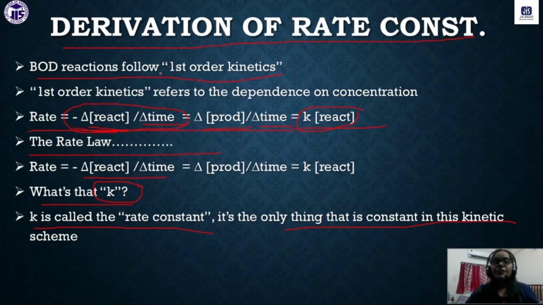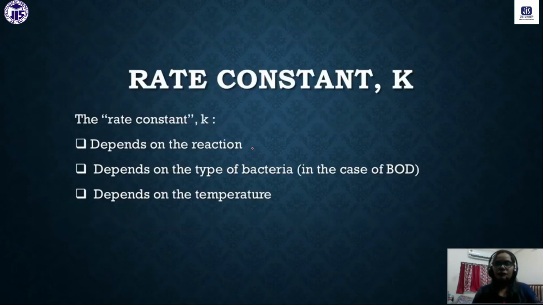One more thing you should know: BOD reactions follow first order kinetics. All types of BOD reactions follow first order kinetics. These are some of the variables: the rate constant depends on the reaction. Whatever the reaction mechanism is, the value of K will depend on it. It depends on the type of bacteria, as it is a BOD reaction.